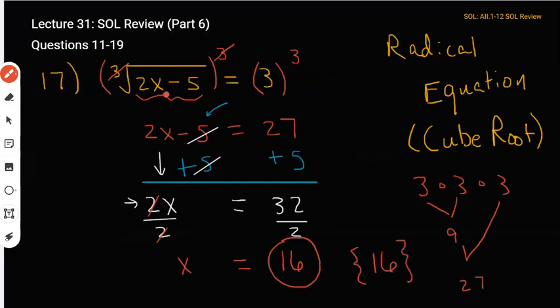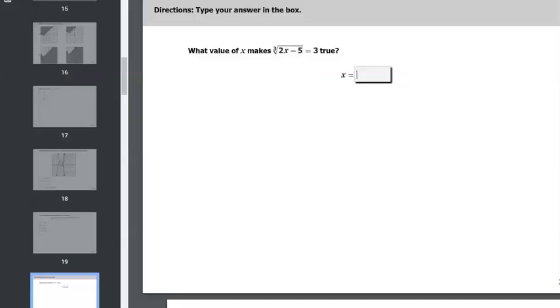And if you were to plug it back in for x in my original equation, you would see that eventually you get the cube root of 27 is 3. So your answer would just be 16.